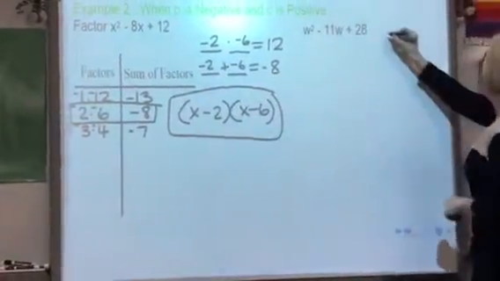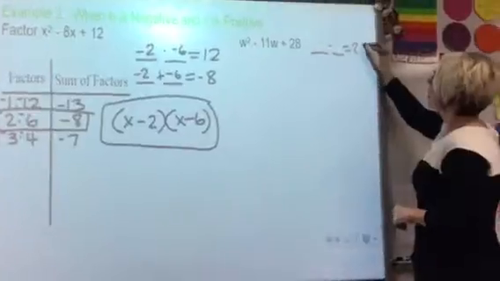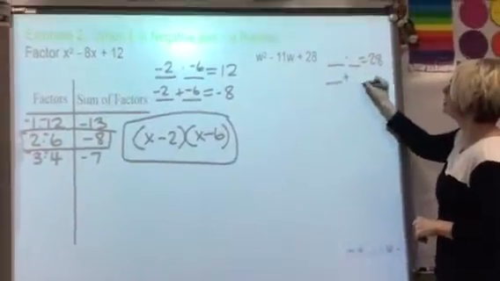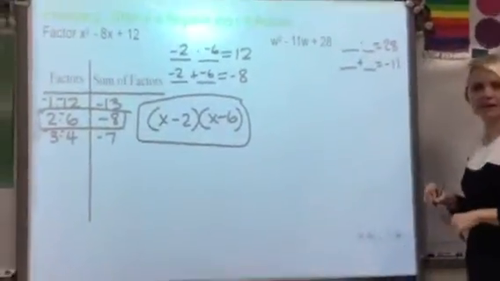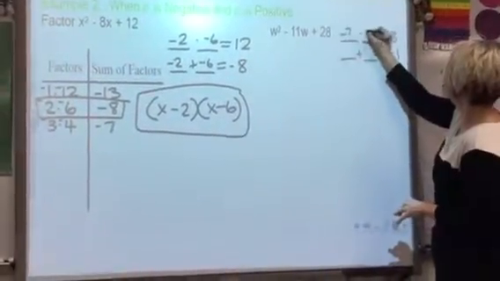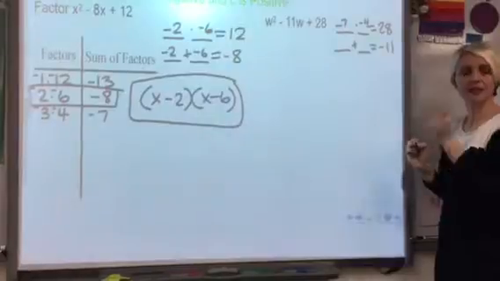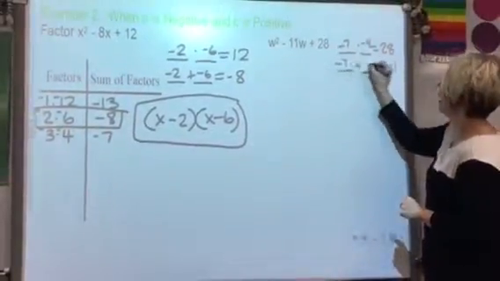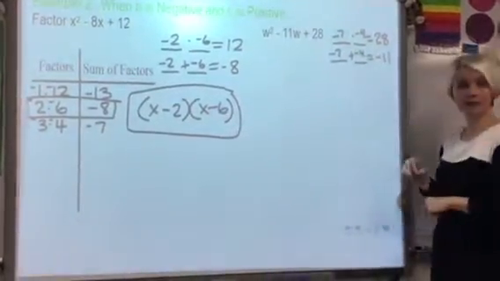Let's check here. What product of a positive 28 would give you a sum of negative 11? Are you thinking here? Guess and check. It's going to be negative 7 and negative 4, right? Negative 7 times negative 4 is positive 28, and negative 7 plus negative 4 is negative 11.